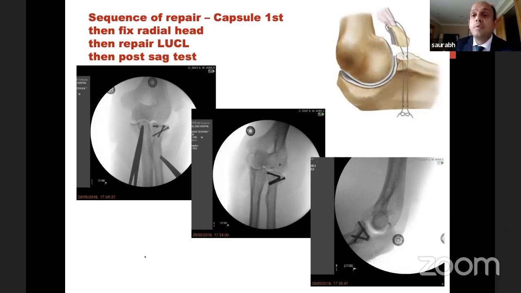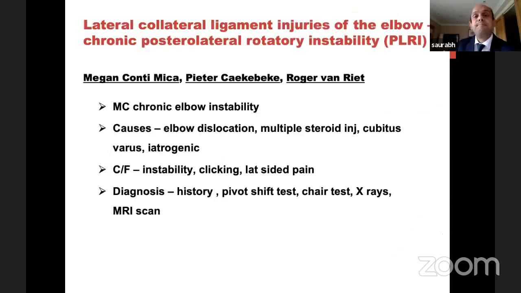There are only 2 approaches to know: the lateral approach, Kocher approach, and the medial approach, Ring approach. Sequence of repair is important. And then appreciate that if you address your capsule, your radial head, and your lateral ligament, MCL almost never needs to be addressed. Of course, if it's a big chunk of coronoid bone which has MCL attached, that's a different kettle of fish. So remember that.